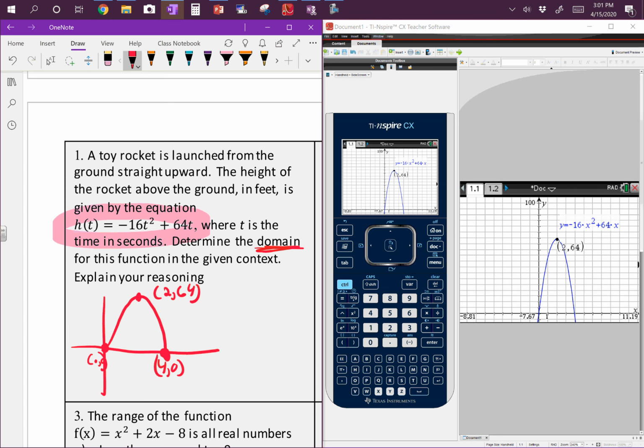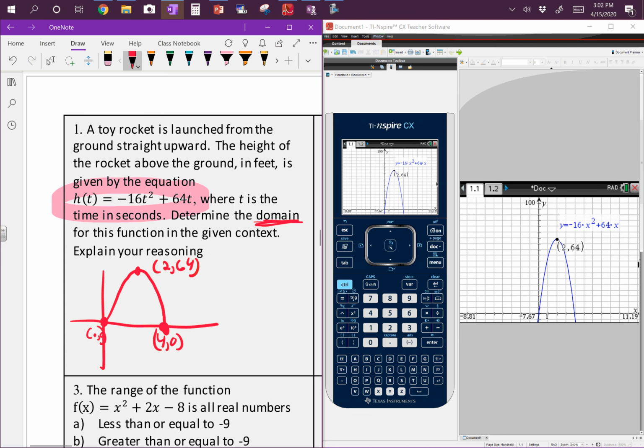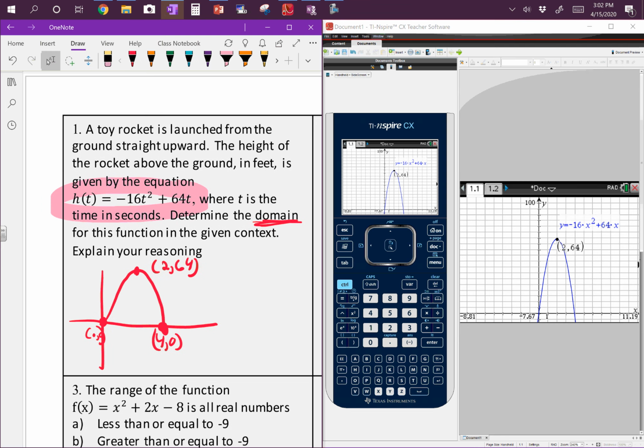We want the domain. Notice our rocket stops when it hits the ground. It does not burrow into the ground towards the Earth's core. It's a toy rocket. If it were a real rocket, probably burrowing through the ground to the Earth's core. But no, it's a toy rocket. As soon as it hits the grass, it stops. We are looking for the domain, which is our x values. Domain is left to right.